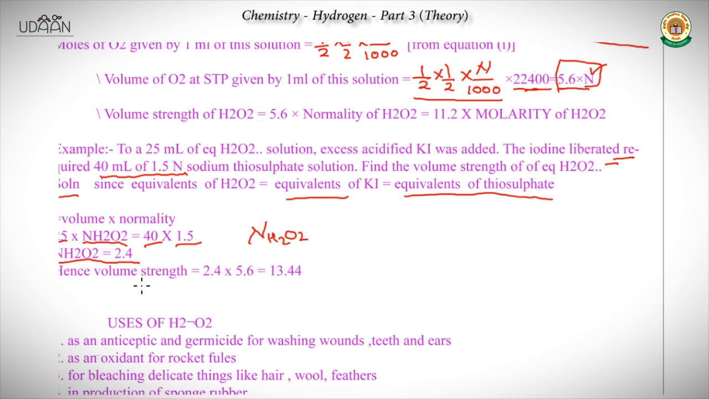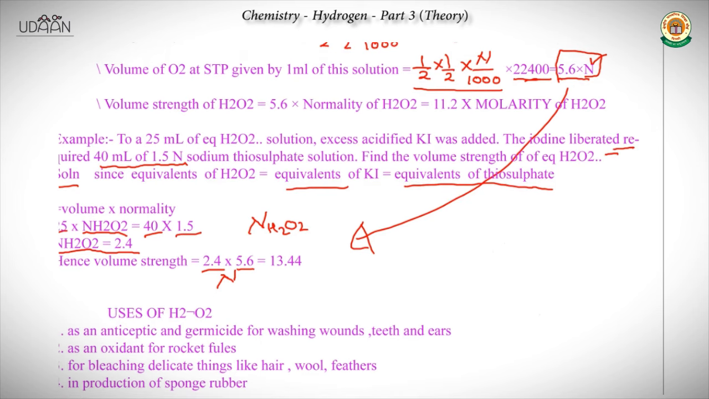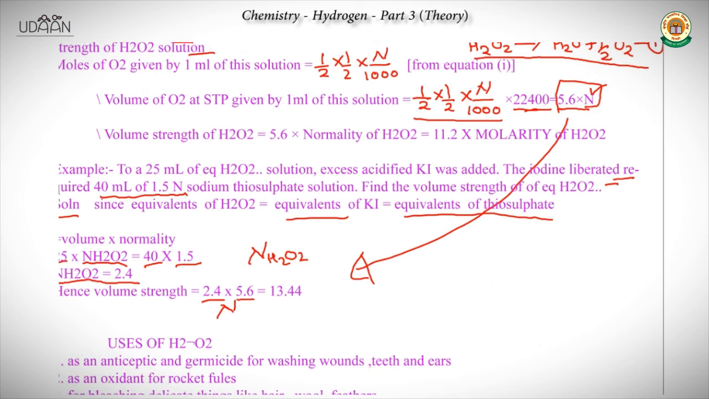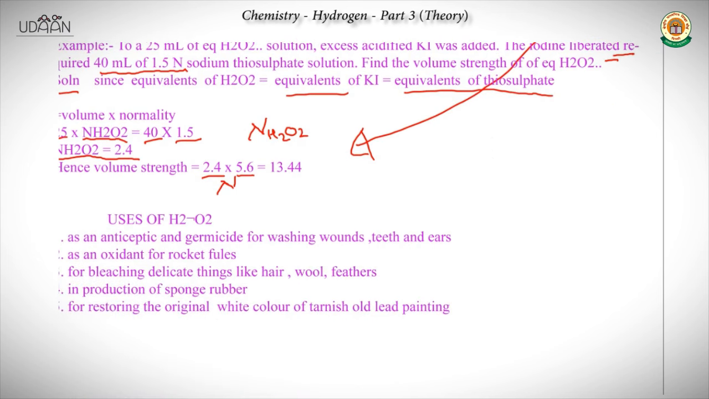Now the volume strength will be 2.4 into 5.6, that is N into 5.6. We have used the formula directly here. We have just multiplied 5.6 with normality. So what we have to do is calculate normality, and then we can directly calculate volume strength by multiplying it by 5.6.